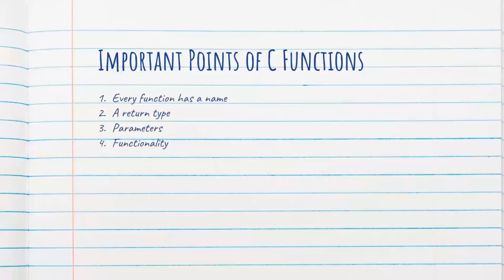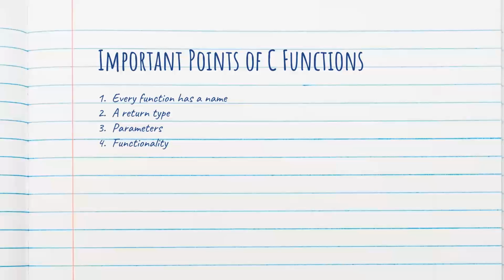There are some important points for C functions to remember. These points are that every function has a name. Like we have discussed the printf function, printf is the name of that function. The second point to remember is that every function has a return type. We will discuss that. Every function contains parameters. Parameters are basically the arguments or the operands on which we want to perform an operation. And every function contains a functionality.